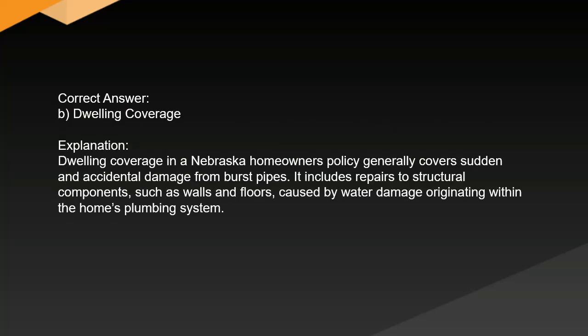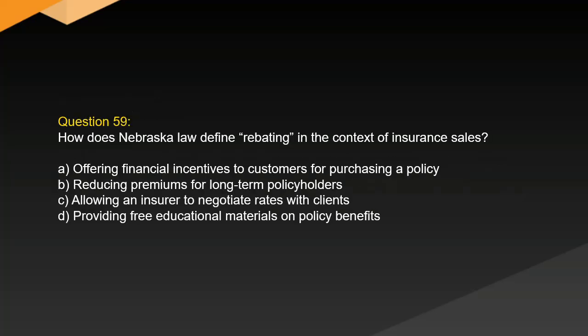Explanation. Dwelling coverage in a Nebraska homeowner's policy generally covers sudden and accidental damage from burst pipes. It includes repairs to structural components such as walls and floors, caused by water damage originating within the home's plumbing system.